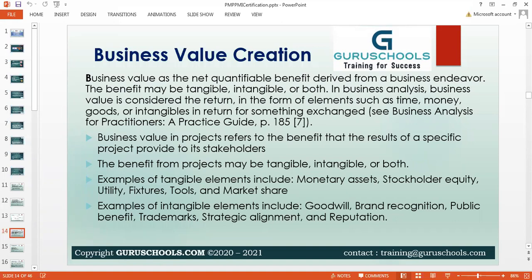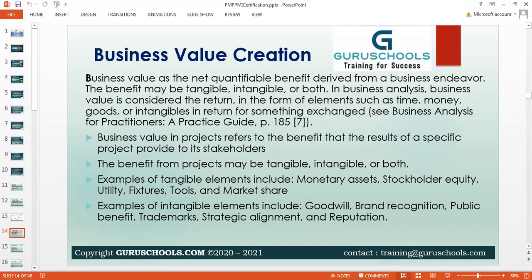Now examples of intangible elements, which is basically goodwill. I can feel that now everybody knows me, the fame, the brand recognition. I know the brand. I know Philips, Sony, Samsung, and so on. The public benefit. So the public is getting benefit from it, not directly to me, but to the masses. The trademarks. I've acquired a trademark. Strategic alignment. I can feel really better with the whole new engagement, new product. I can feel the positivity going up, and a reputation. So as per my understanding, intangible is hidden.